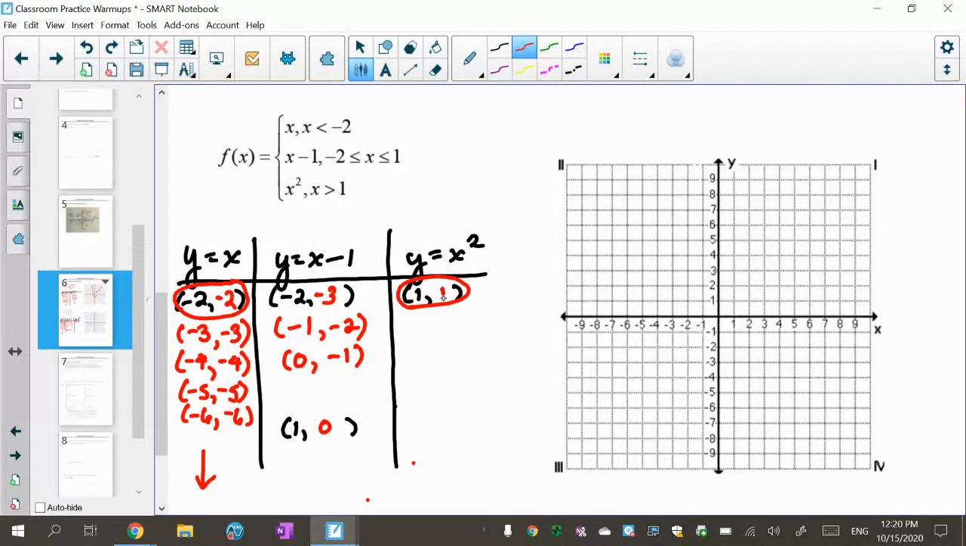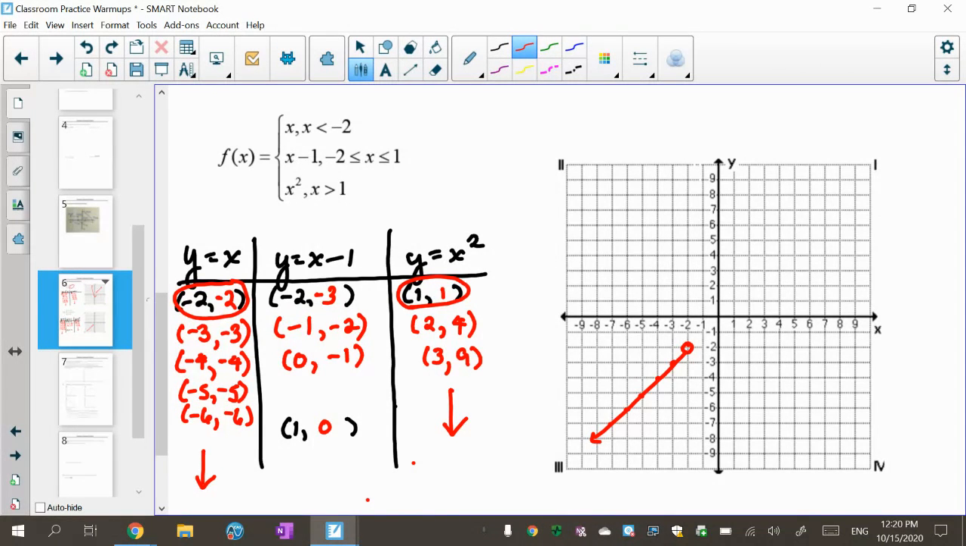Here I put a 1, 1 squared is 1, and it says to go greater. 2 squared is 4, 3 squared is 9, and then I'm just going to keep going from there because it says it's greater than 1. Now I'm going to come over and graph this. So I have negative 2, negative 2, which is here, which is an open circle. Negative 3, negative 3, negative 4, negative 4. Get the idea? This is this part of my piecewise function.